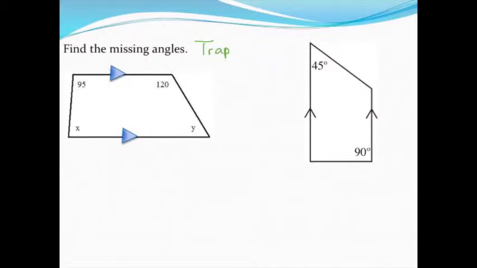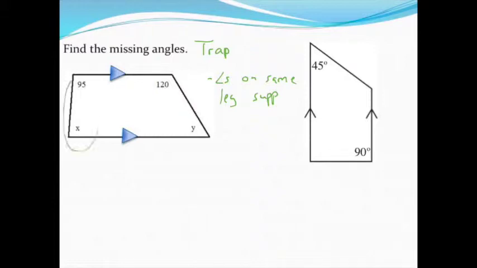Now there's not much we know about trapezoids as far as properties go. In fact, the only property we're really going to use to help find missing angles is that angles on the same leg, meaning the two non-parallel sides, are going to be supplementary, meaning they'll add up to 180. That's the only real property we have for working with trapezoids.